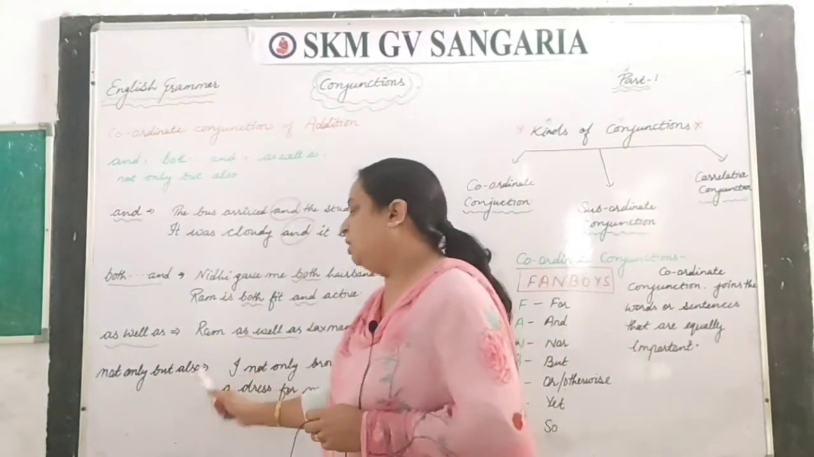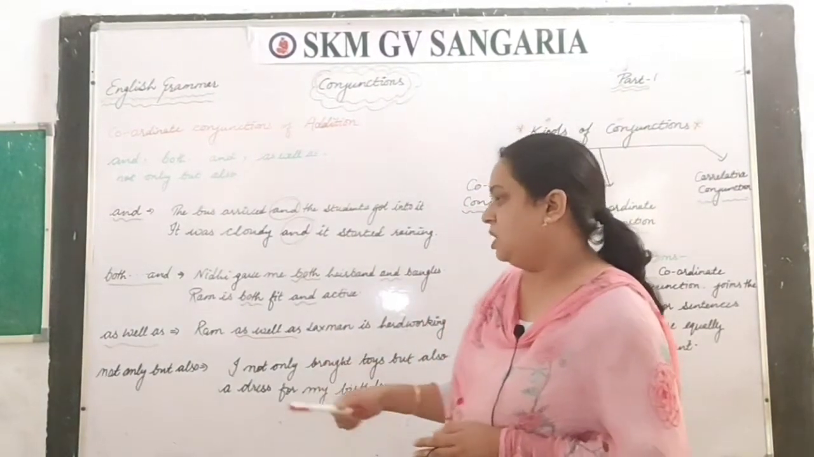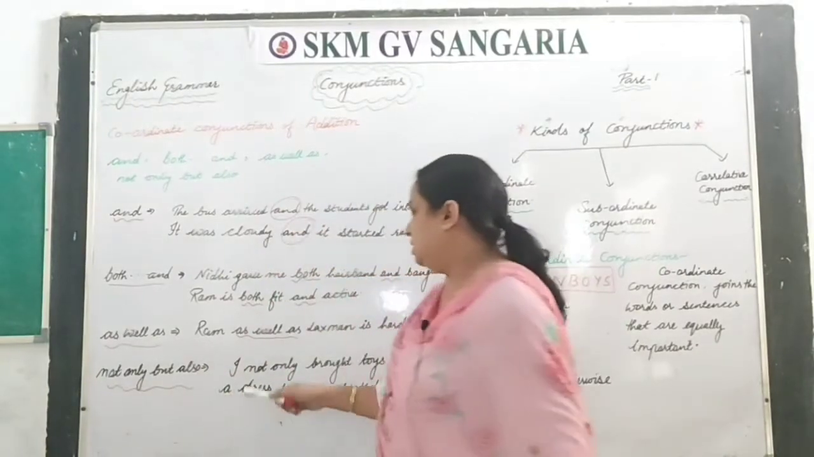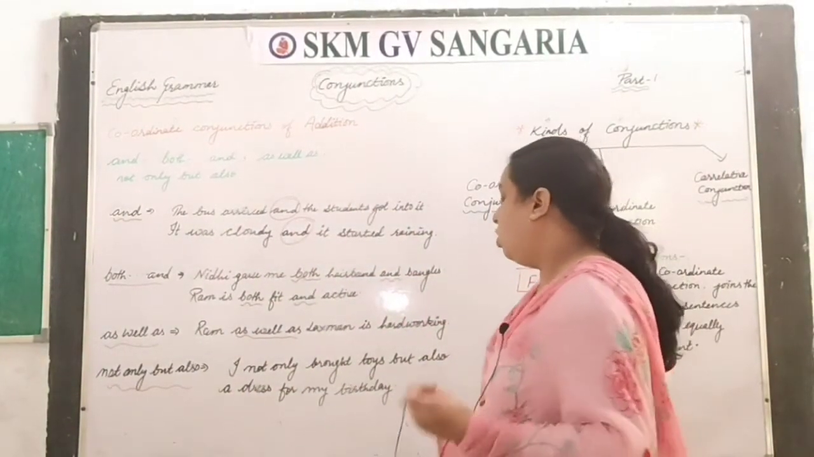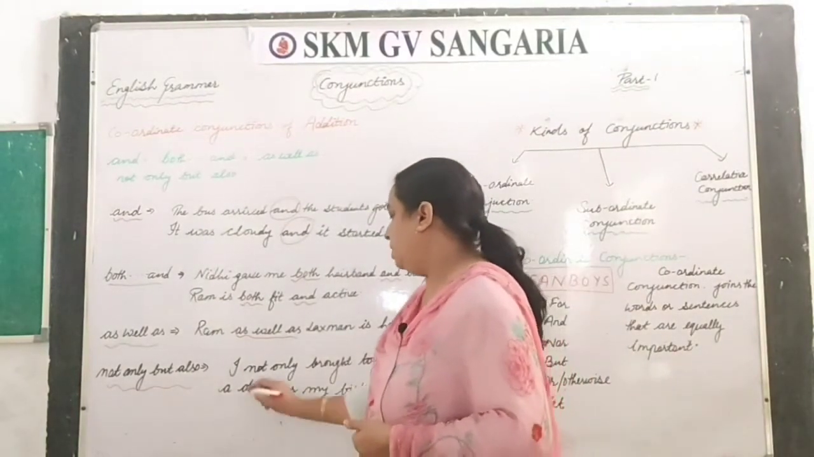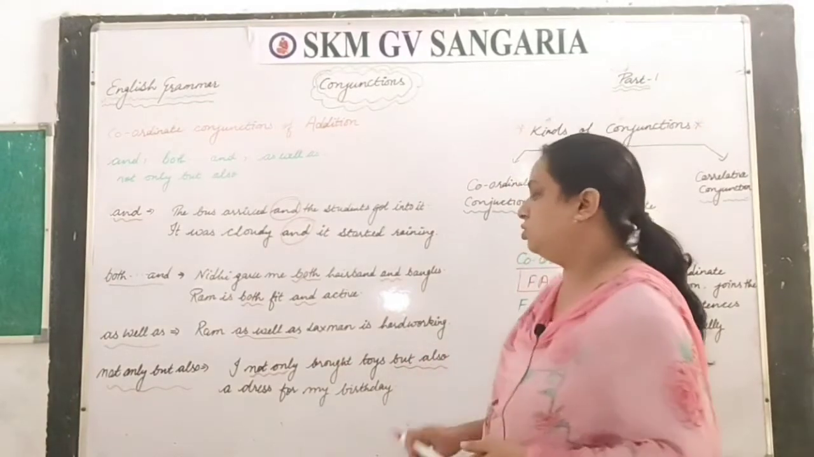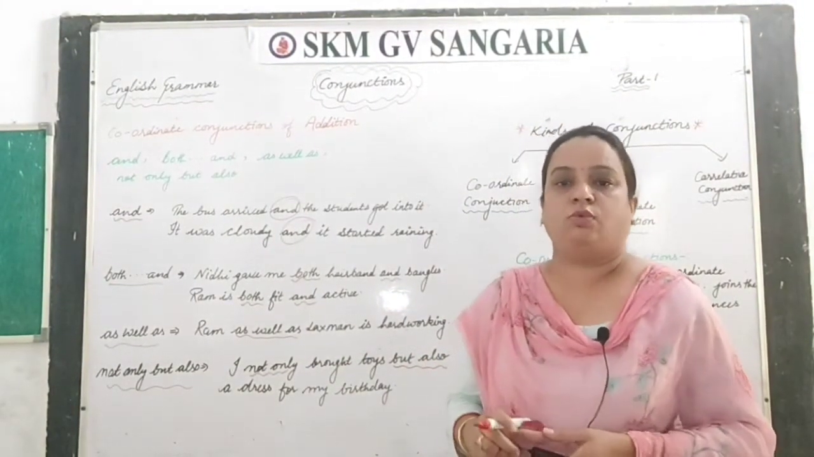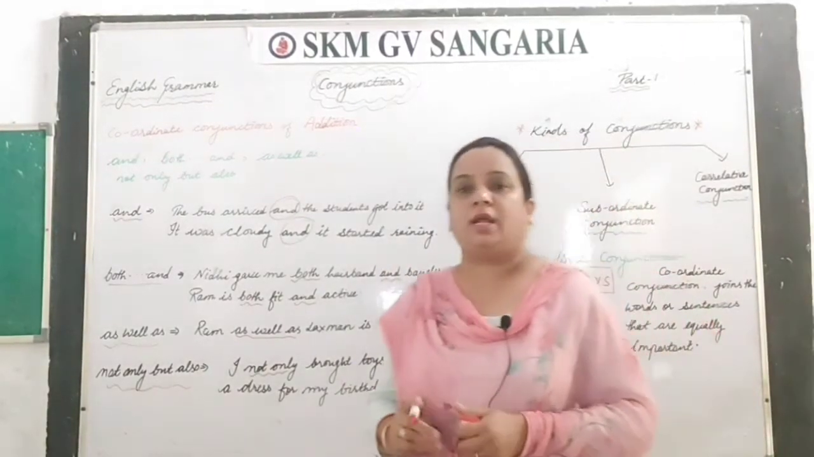Next is not only but also. It also can be used with this purpose where we are comparing two things, right? So here it is: I not only brought toys but also a dress for my birthday. So this is not only and this is but also. It means I, along with the toys, brought a dress also for my birthday. So this is coordinate conjunctions for addition.